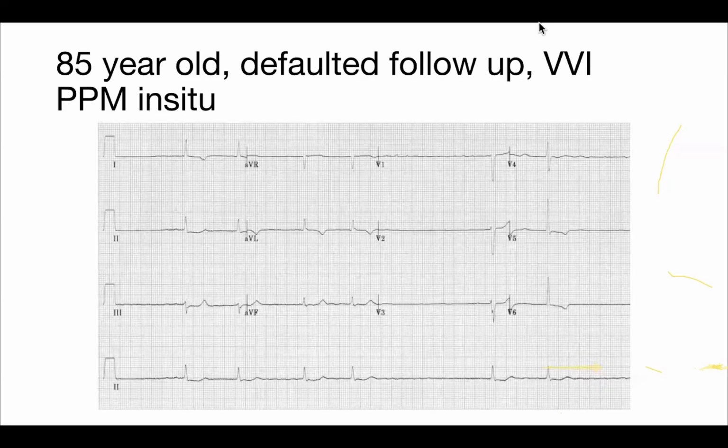So what is this? The history is an 85-year-old, defaulted follow-up, VVI PPM, and now coming with this, and let's say the patient came with a syncopal event. VVI PPM means it's a single chamber pacemaker pacing the ventricle, right? The right ventricle. What do you see here? What is the rhythm? Is it sinus rhythm?